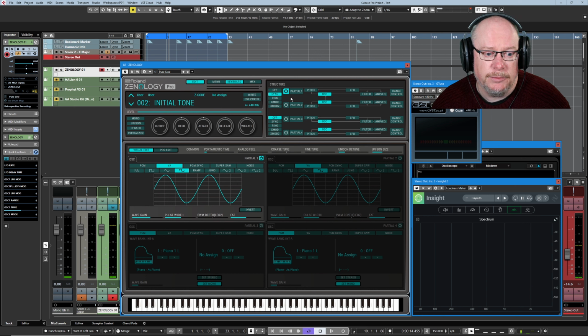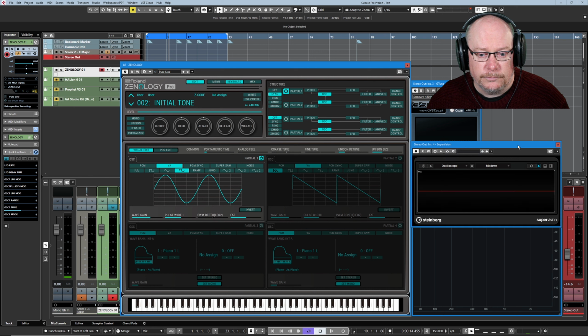When you engage sync mode, partial 2, even though it's turned off, is being routed to the output. So you're hearing partial 2 in all its glory. If I turn partial 2 into a sawtooth wave, what you're going to see in the oscilloscope is a combination of a sine wave plus a sawtooth wave.